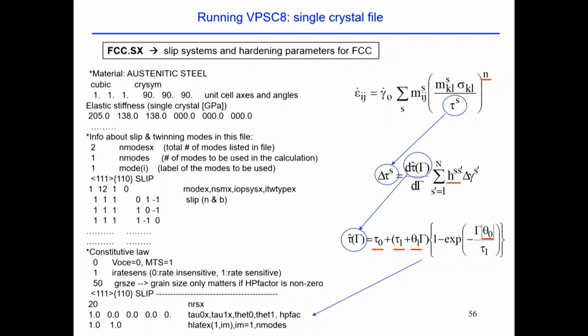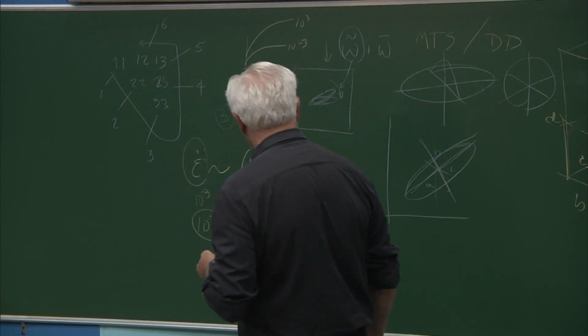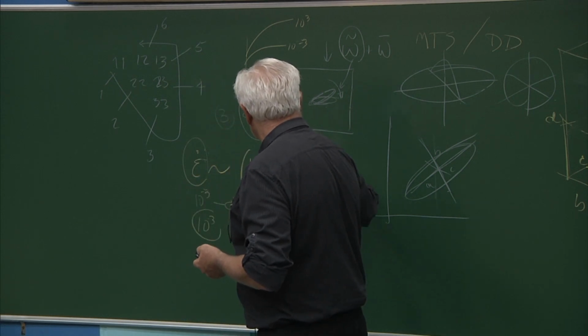And then grain size. I mean, grain size only matters if your law has a grain size dependence. If it doesn't have a grain size dependence, it doesn't matter what you put there. And then you look at, this is just a title for the 111-110 slip. What are the parameters that you are going to use? So you say that you are going to use a parameter n, which is this n for that system, which is 20 in that case.